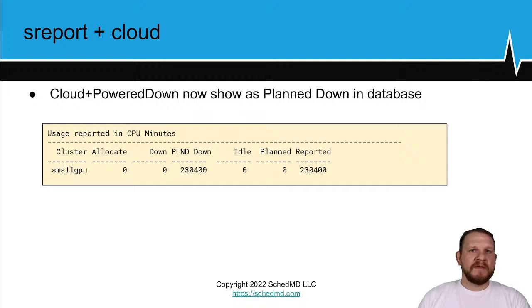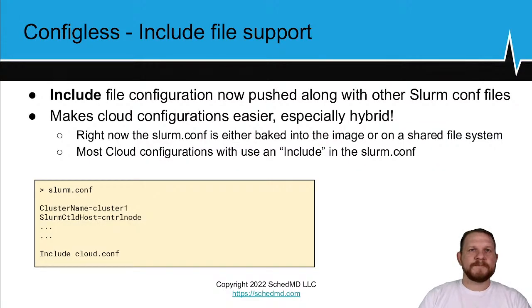So now with plan down, you can look at this and delineate between what was actually sitting idle, where the node was powered up and idle waiting for jobs, versus when it was down, in the sense of no workload on it, idle, powered off. So that new plan down state will be very beneficial for your reports on the cloud environments.